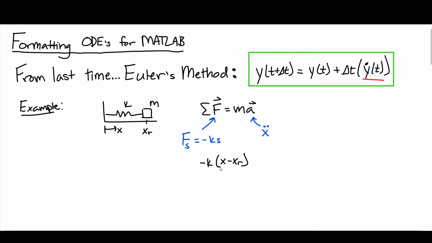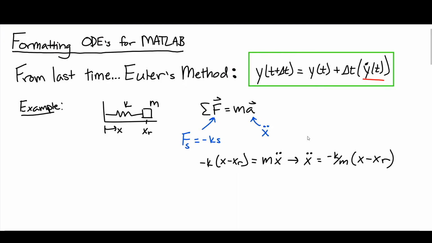It means if I pull it to the right, it's just going to speed up and keep going to the right. So it seems like our directionality here is correct, and this is going to equal our mass times acceleration, which we've defined as x double dot. If I rearrange things just by multiplying through by 1 over m, I'm left with x double dot is minus k over m times x minus xr.